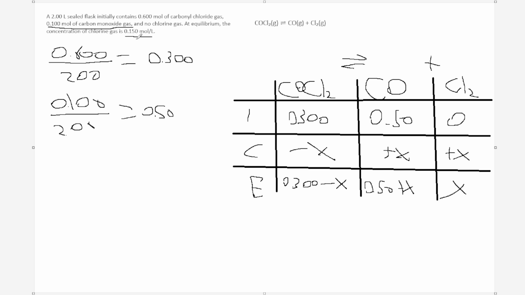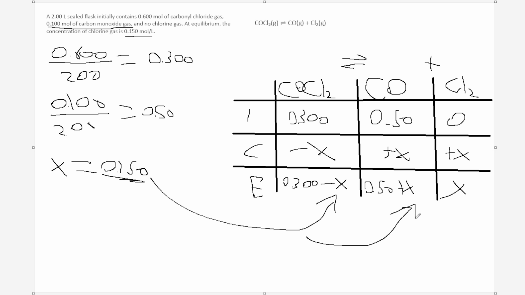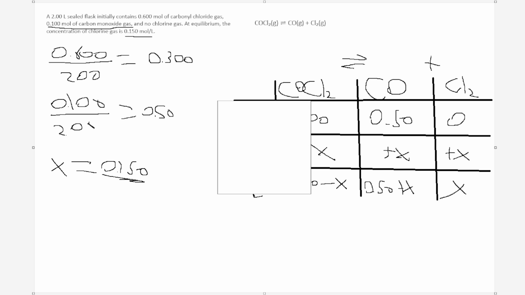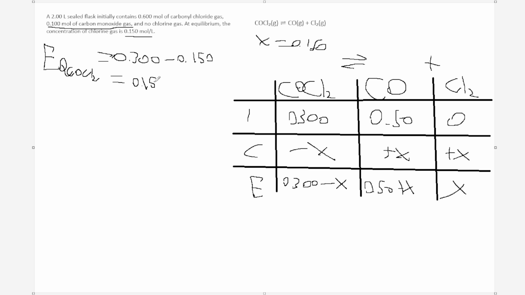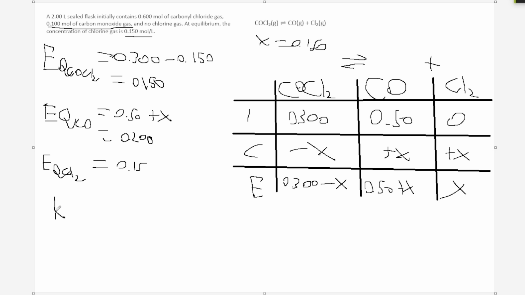Now we're isolating for X to solve for equilibrium. Thankfully, it gives us the concentration of chlorine gas at equilibrium, which is simply 0.150. And we know that chlorine gas at equilibrium is equal to X. So literally, X is just equal to 0.15. Now we can sub in X to our other points to solve for the equilibrium of carbonyl chloride gas as well as carbon monoxide gas. Let's do that real quick. So now we know all the concentrations of the compounds inside our reaction.